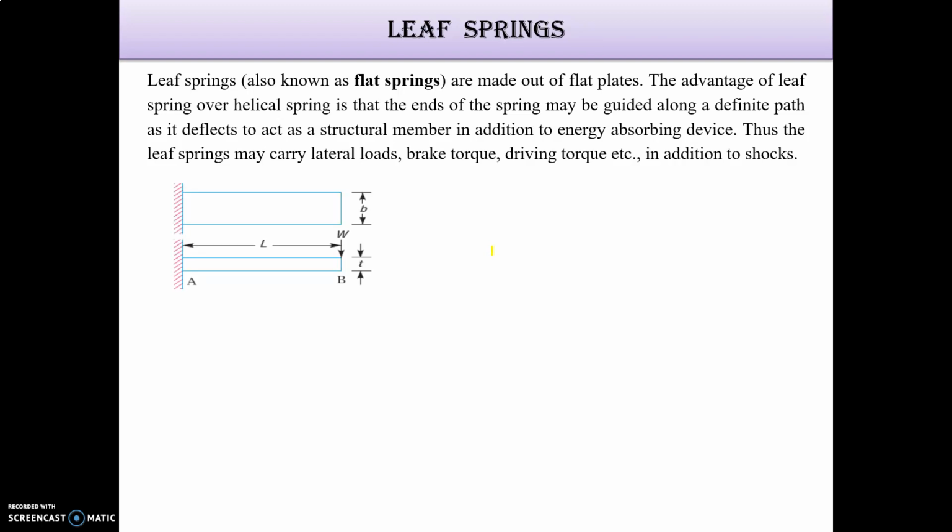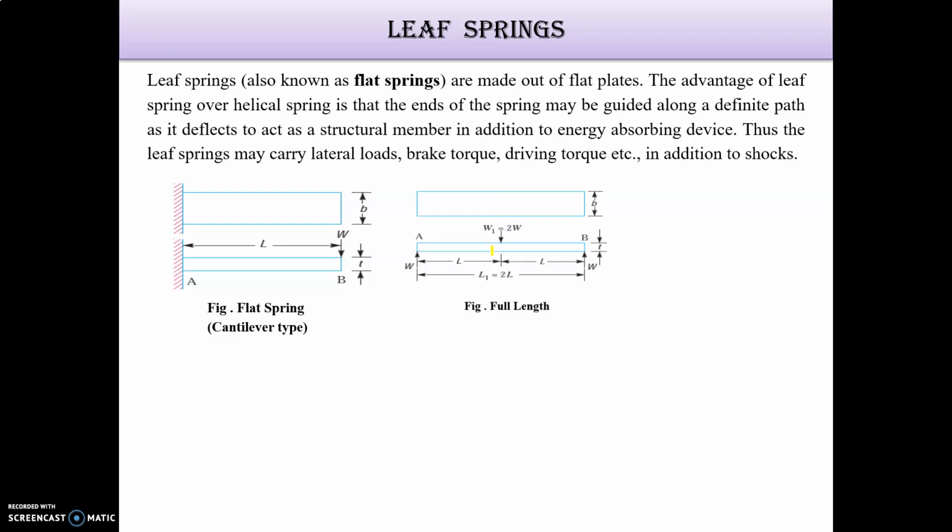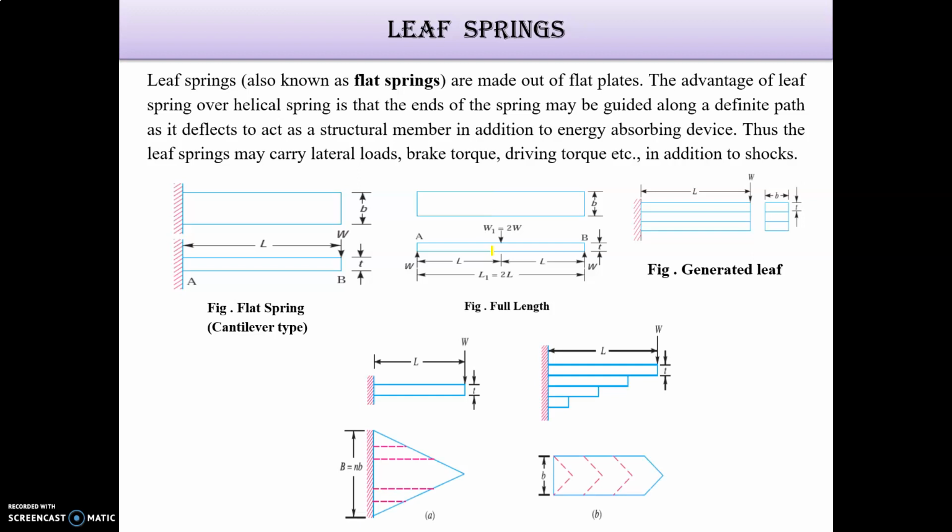Let's see this. This is a leaf having thickness t and width b. This is the full length leaf, because the leaves are not all the same size. This is the longest leaf, that is the full length leaf. Then the smallest is the graduated leaf. This is how it looks. It will show in this way. Let's design it.